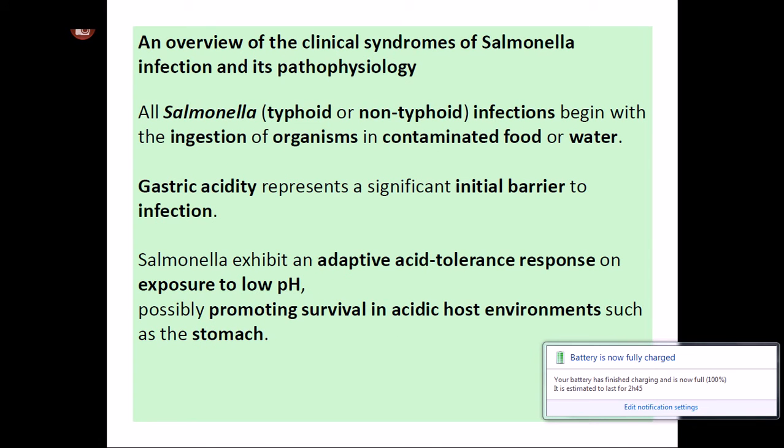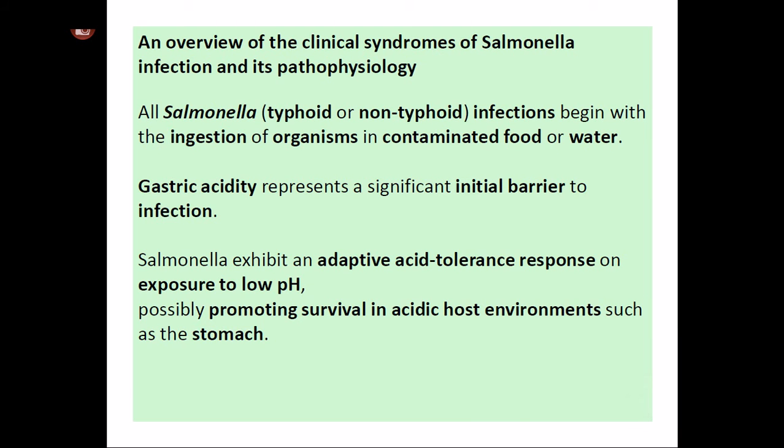An overview of the clinical syndromes. Again, all Salmonella infections, typhoid or non-typhoidal, begin with the ingestion of the organism in contaminated food or water, as we've already talked about. Gastric acidity normally provides the first initial barrier against this kind of infection, because Salmonella exhibit very little acid tolerance, but they can have an adapted acid tolerance response on exposure to lower pH conditions like the stomach acidity.